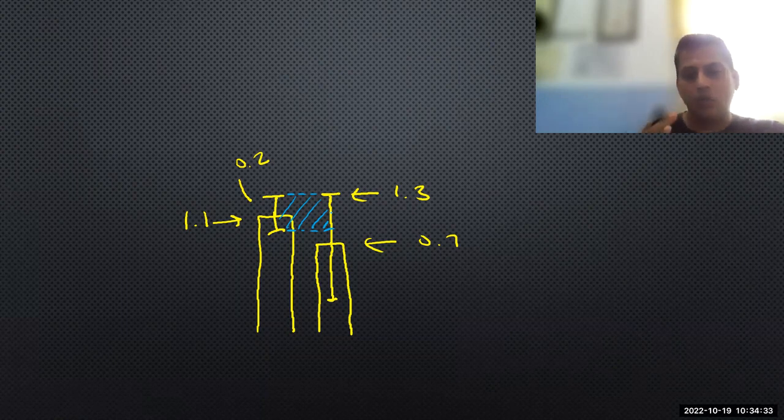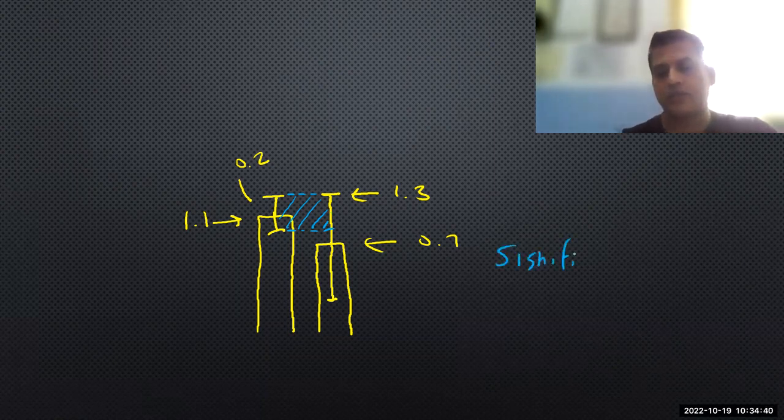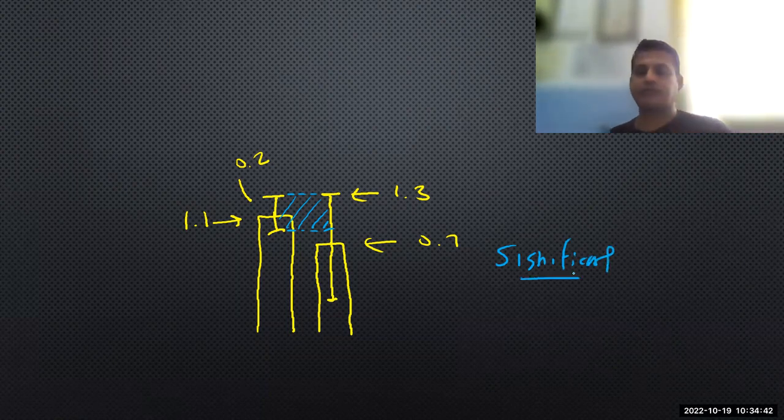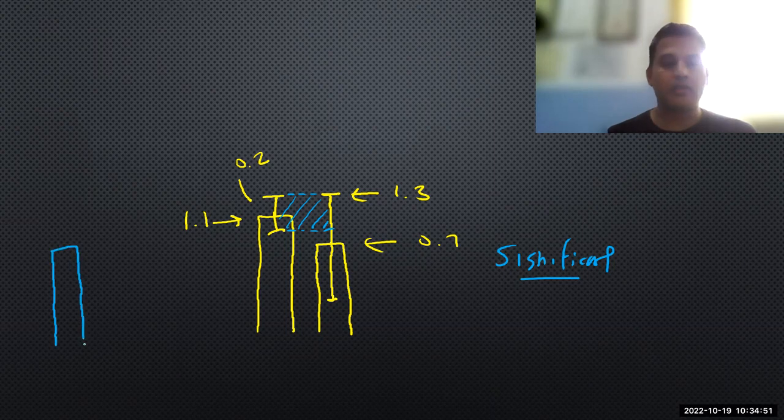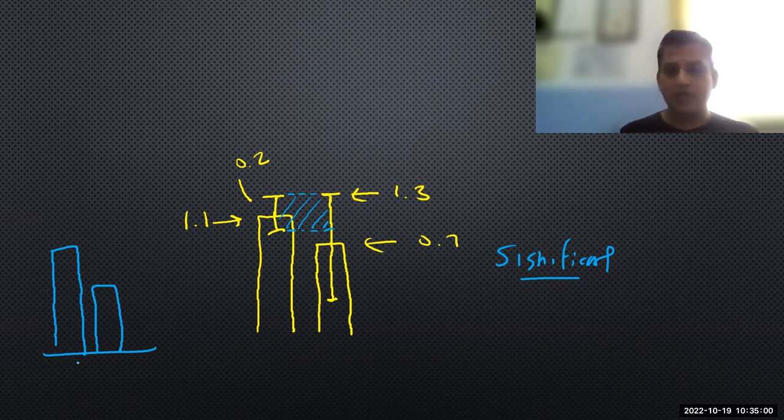So the standard deviation is overlapping, so the values are not significant. That means statistically there is no difference. If we look, we can see a difference, but statistically there is no difference. So we use the word significant. There is no significant difference.